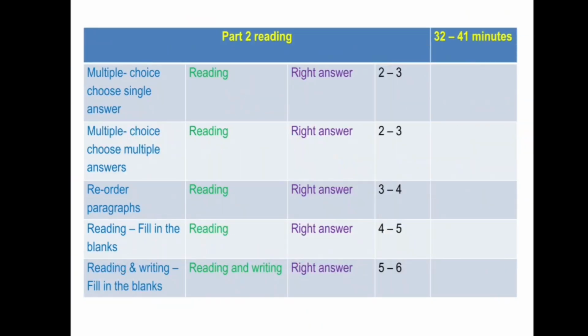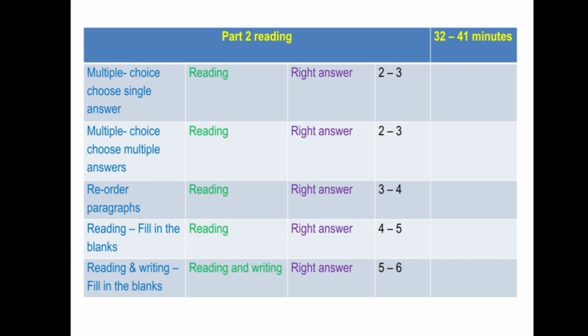Moving to our next, the second part is reading for PTE test takers. 32 to 41 minutes are given for the reading section, or reading skill we can say, but you can roughly take an estimate of 35 minutes. The first item is multiple choice single answer, where the text is given and reading skill is assessed. For the right answer, you are given a score, and you have 2 to 3 items for this item type.